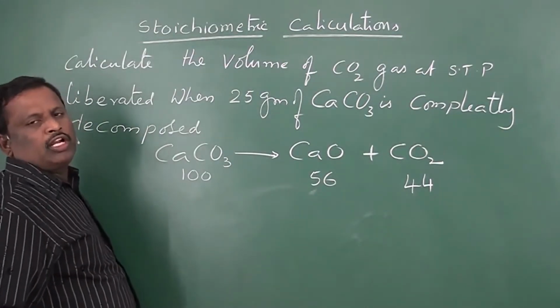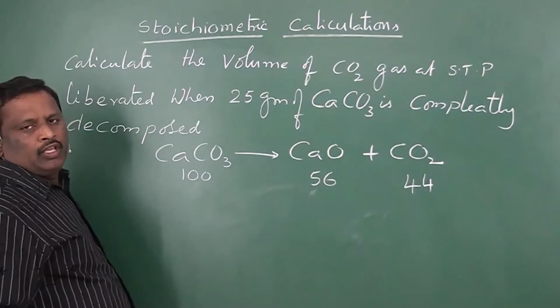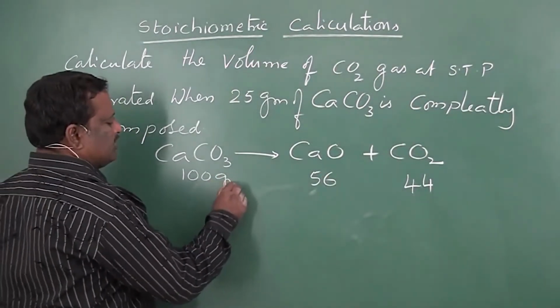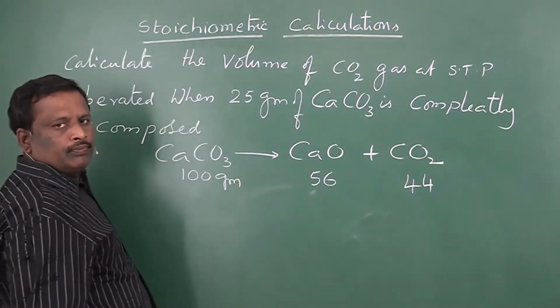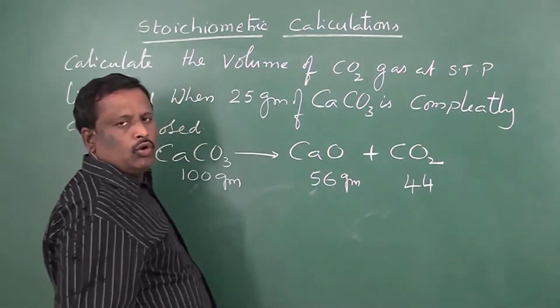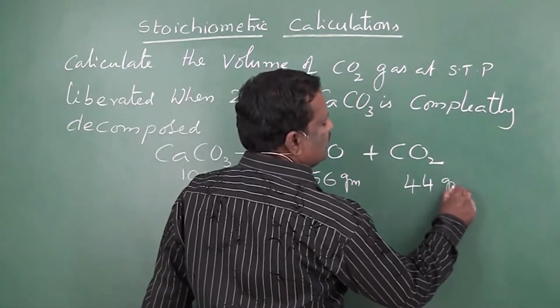This 44 is the molecular weight of carbon dioxide. If we express the whole thing in grams, 100 grams of CaCO3 decomposes to give 56 grams of CaO and 44 grams of CO2.